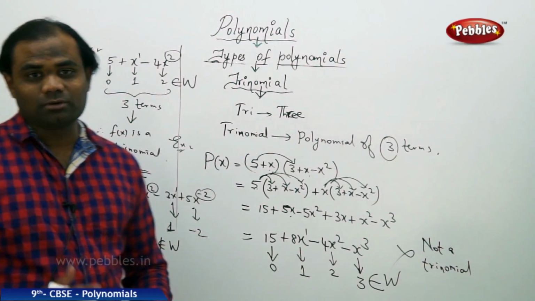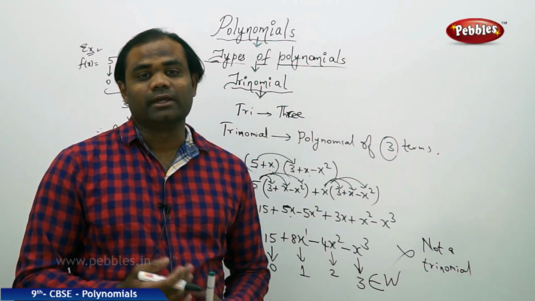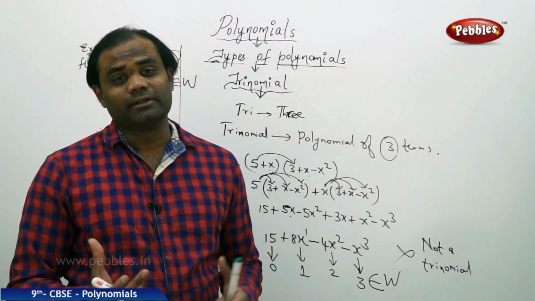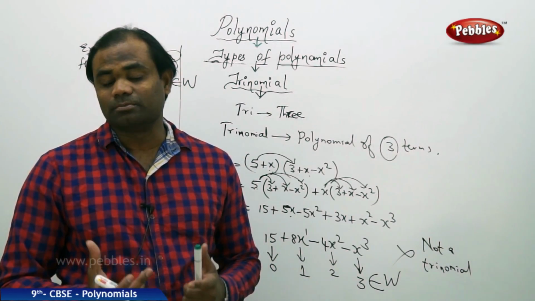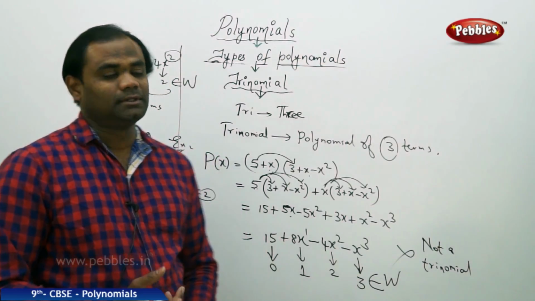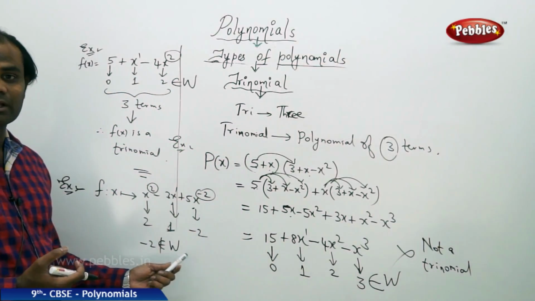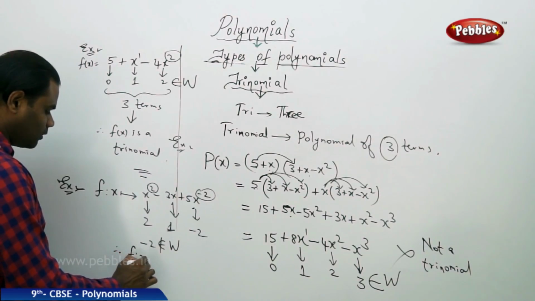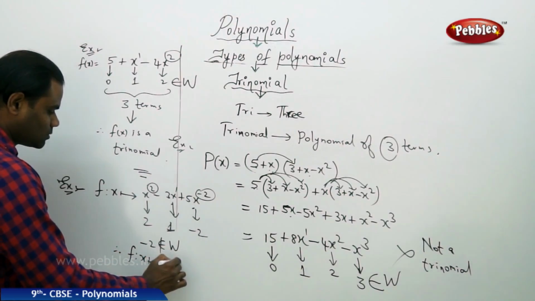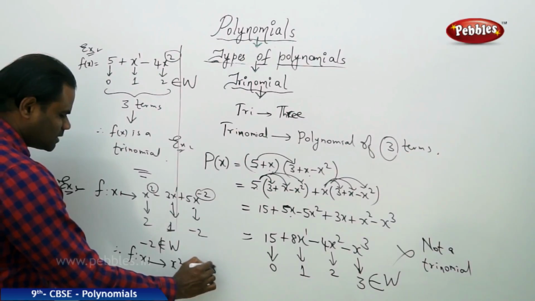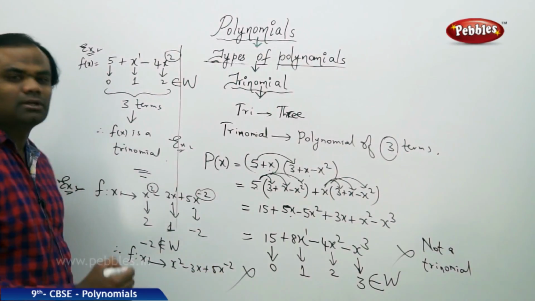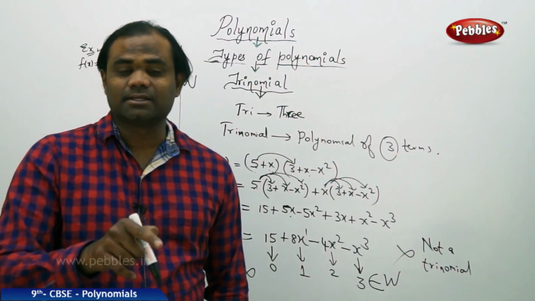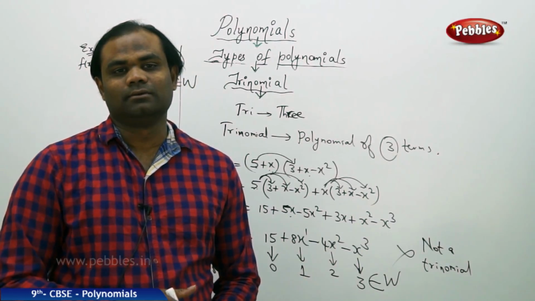Since minus 2 does not belong to W, it fails to satisfy the definition or the rules to be defined for a polynomial. And therefore, with this rule breaking up, I say that the given function f from x to x square minus 3x plus 5x is not a polynomial, and hence is not a trinomial.